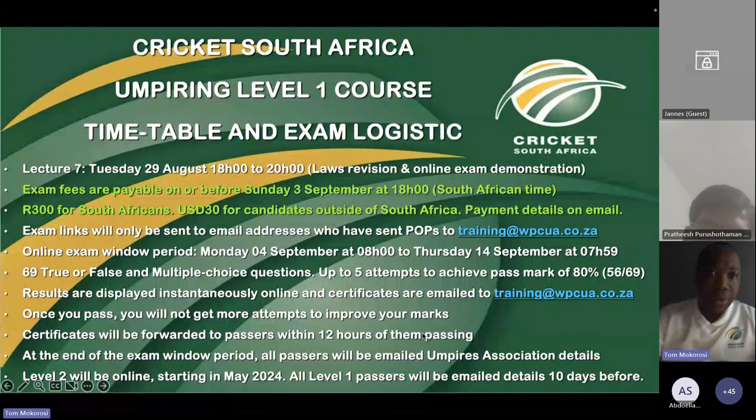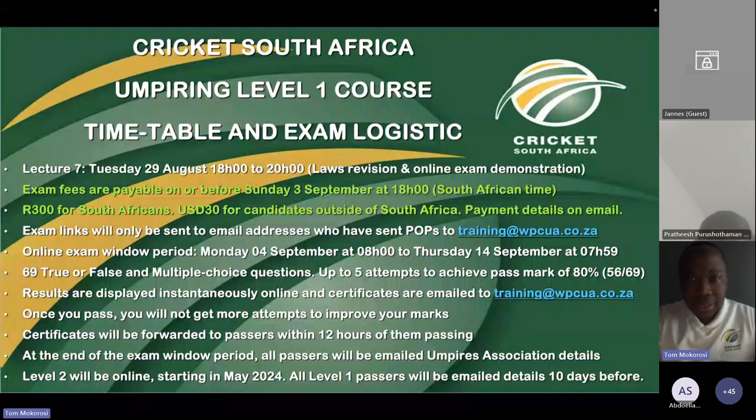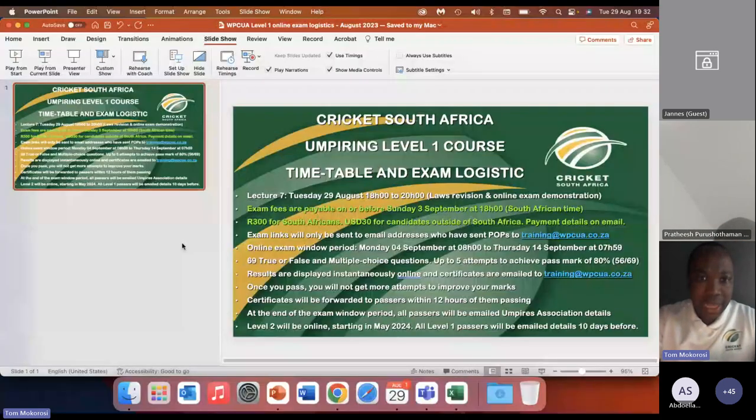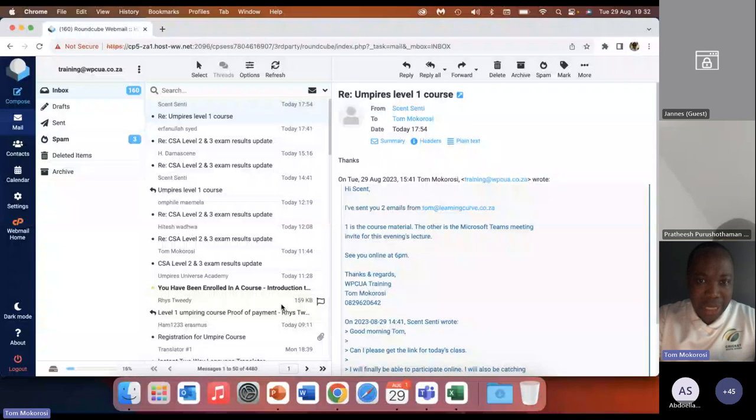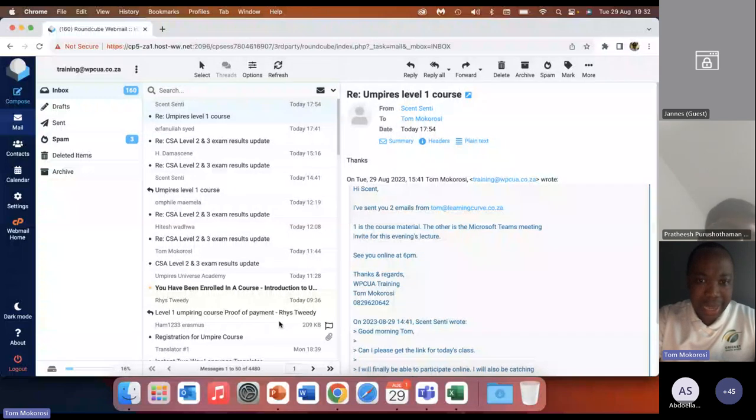Right, so now let's go into a click-by-click demonstration of how to register, log in, and start an online exam. So this will be you on Monday morning, or any time during the window period that you decide to attempt the exam. You will receive an email, and that email will be sent at 8 a.m. on Monday, the 4th of September.